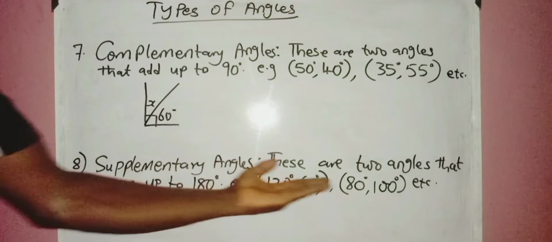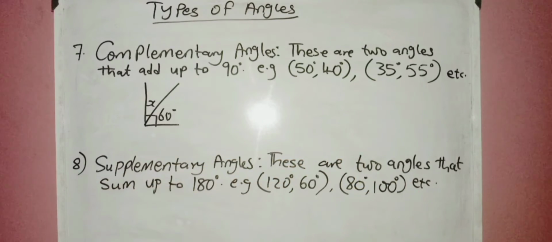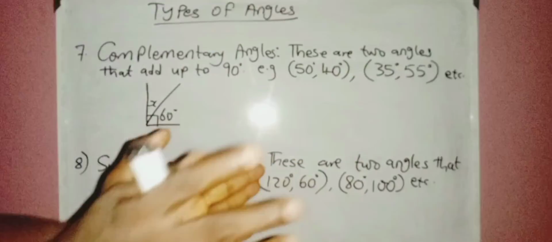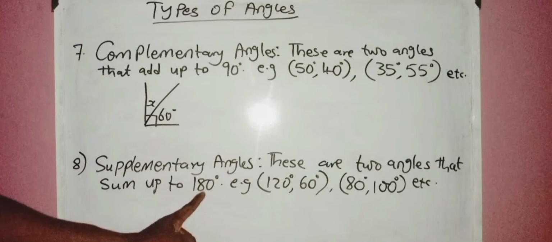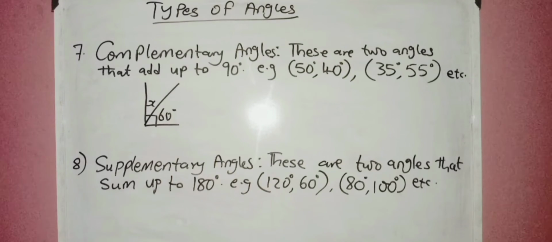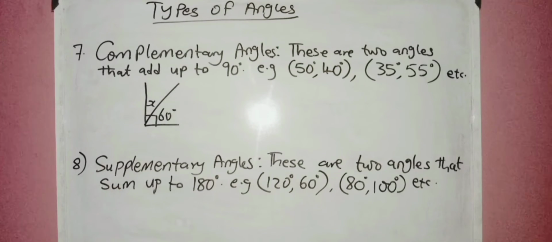Supplementary angles, we say these are two angles that sum up to 180 degrees. You can see the difference between the two. Complementary angles add up to what? 90 degrees, while supplementary angles add up to 180 degrees. For example, you have 120 degrees plus 60 degrees. What will it give us? That will give us 180 degrees. So therefore, 120 degrees and 60 degrees are said to be what? Supplementary angles, because they add up to 180 degrees.